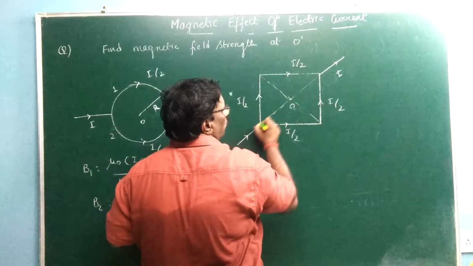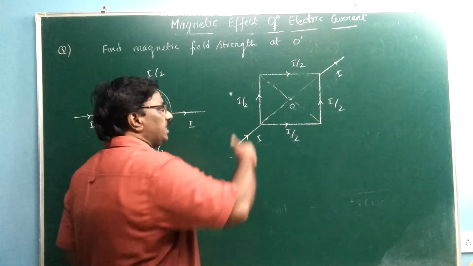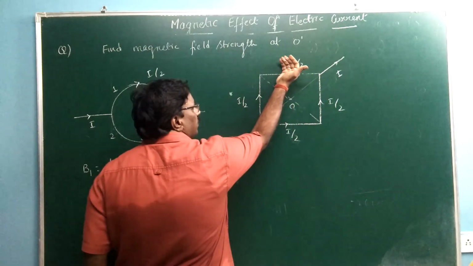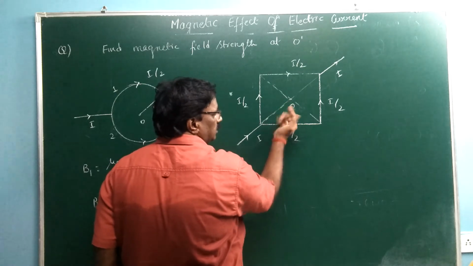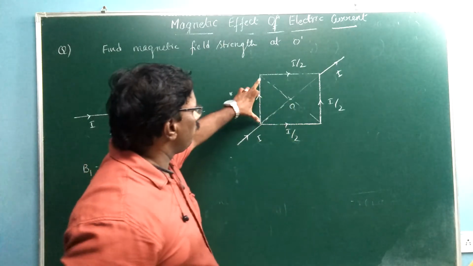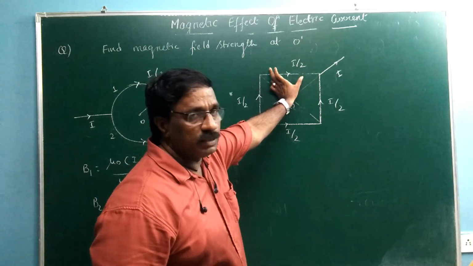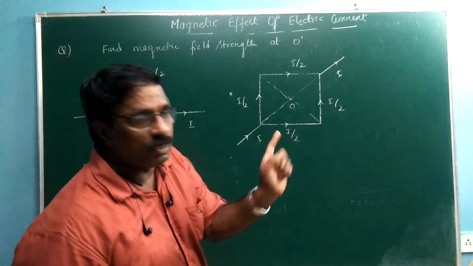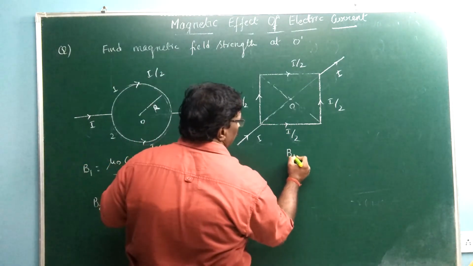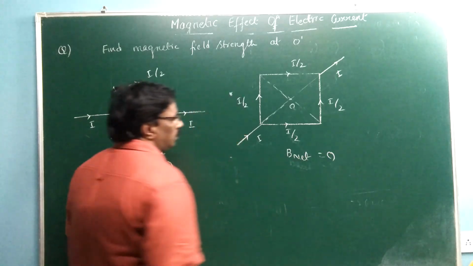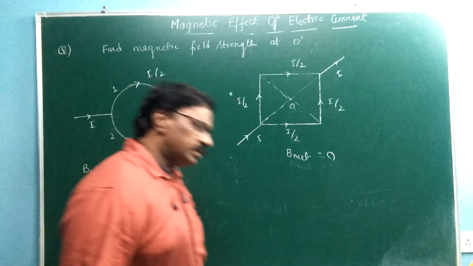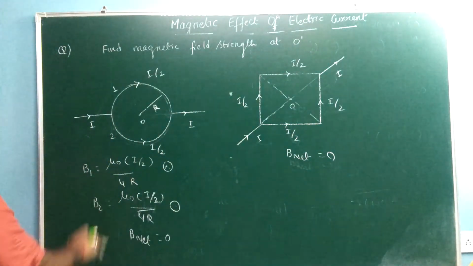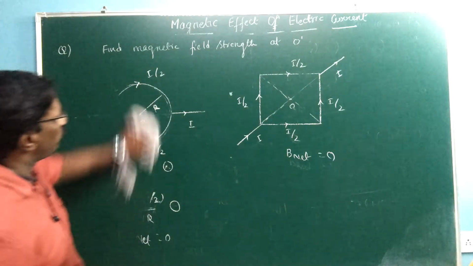It is asking at point O. So whatever magnetic field this is creating, the same but in the opposite direction this is creating. Whatever magnetic field this is creating, the same but in the opposite direction this one is also creating. Since the magnetic field created by this and the magnetic field created by this get cancelled, and likewise for this and this, here also the net magnetic field is 0. So B net is 0. In both cases, the net magnetic field is 0. Figure of this, understood why it is 0? The same thing you can prove even for a triangle also.